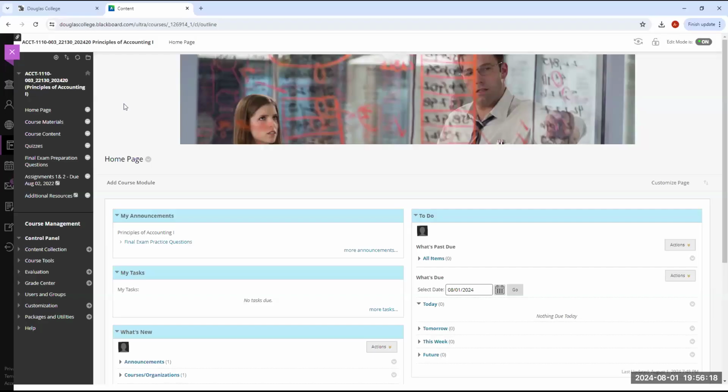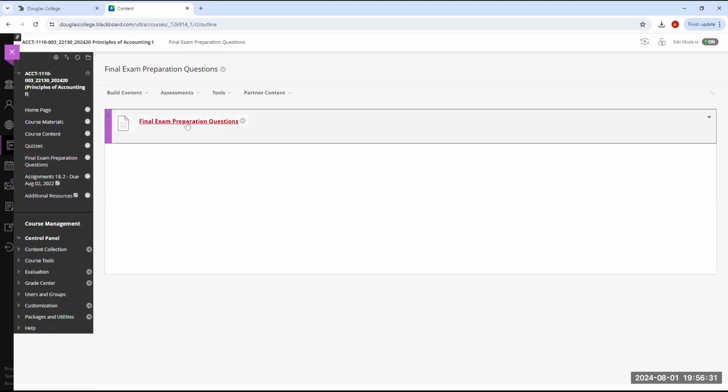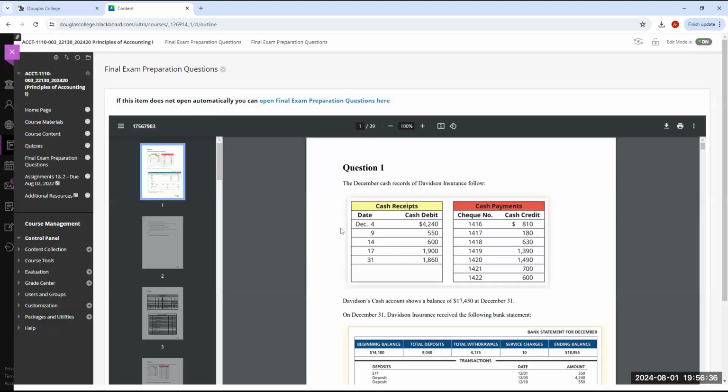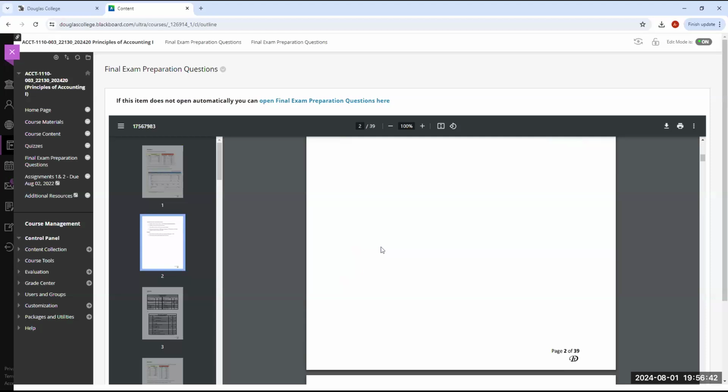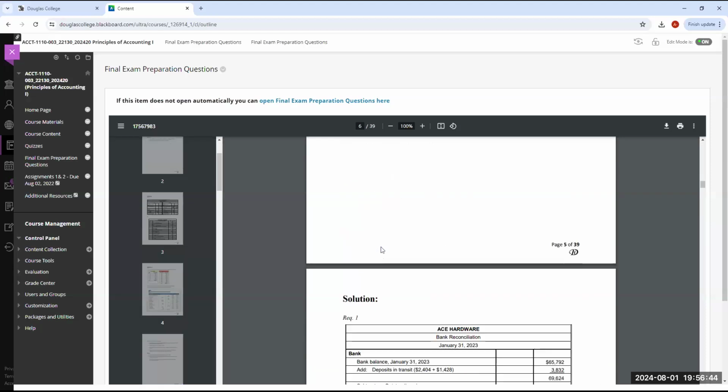First, I want to show you where the final exam questions are located. You can find them on Blackboard. Once you click on your course, on the left side, you're going to see final exam preparation questions. Once you click on that one, there'll be a final exam preparation question in red, just to draw your attention, and then the question is going to pop up. It's 39 pages, but it's going to include not only the questions, but some additional questions for you to practice as well.